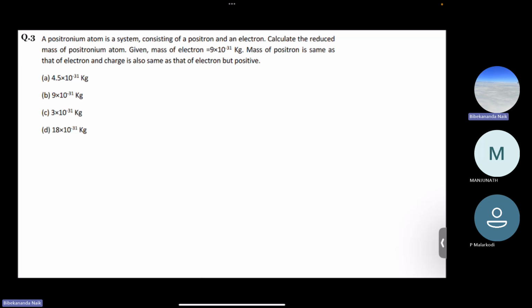Now talking about question number 3: a positronium atom is a system consisting of a positron and an electron. Calculate the reduced mass of the positronium atom, given the mass of electron is 9 into 10 to the power minus 31 kg. The mass of positron is the same as that of electron, and the charge is also the same, but positive. The options are: A, 4.5 into 10 to the power minus 31 kg; B, 9 into 10 to the power minus 31 kg; C, 3 into 10 to the power minus 31 kg; and D, 18 into 10 to the power minus 31 kg. I'll give you a few minutes. Solve it and tell me the correct option out of these four. Otherwise, we will discuss.